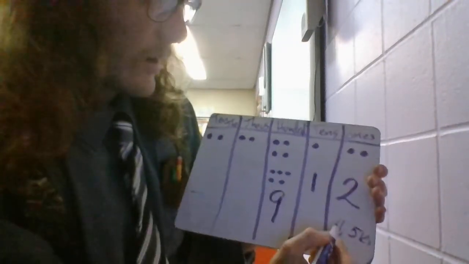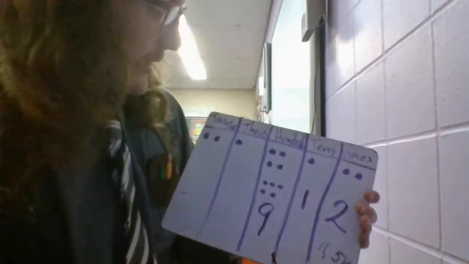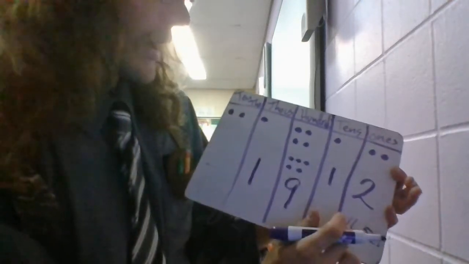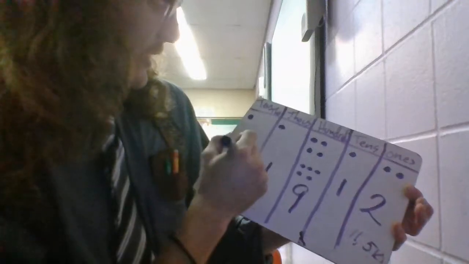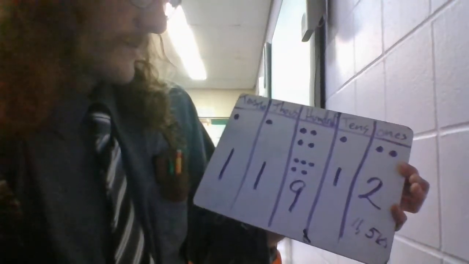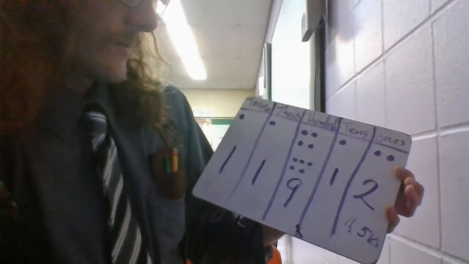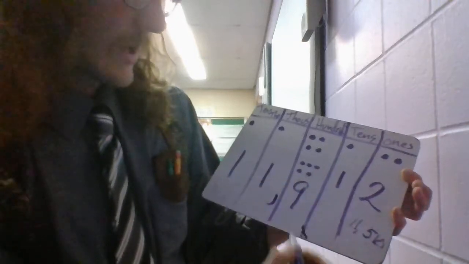Can we take away 1,000? Yeah. How many thousands do we have? Just 1. And can we take away 10,000? Yes. How many 10,000s are we left with? Just 1. So our answer is 11,912. Let's put that into standard algorithm.